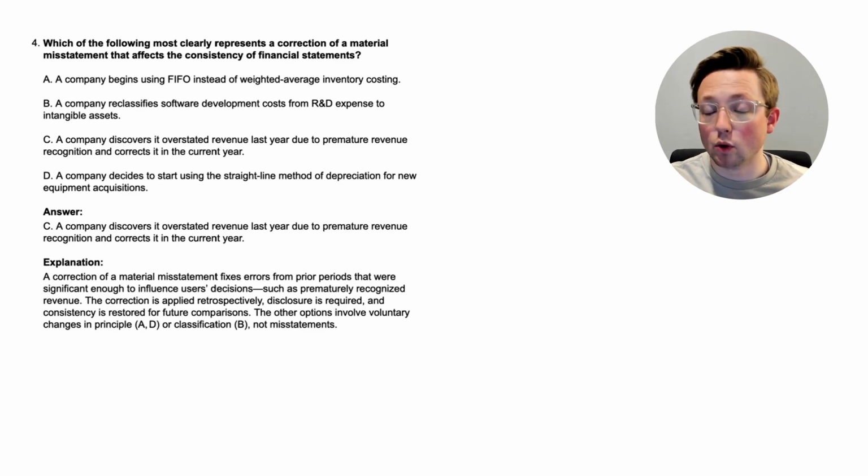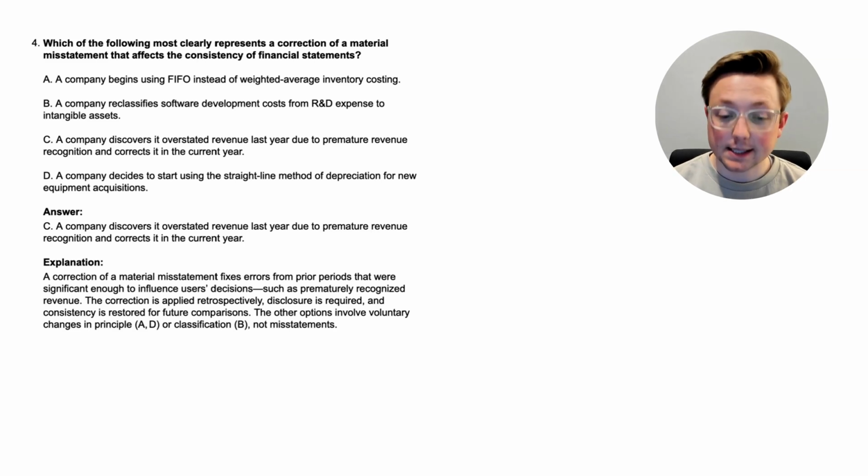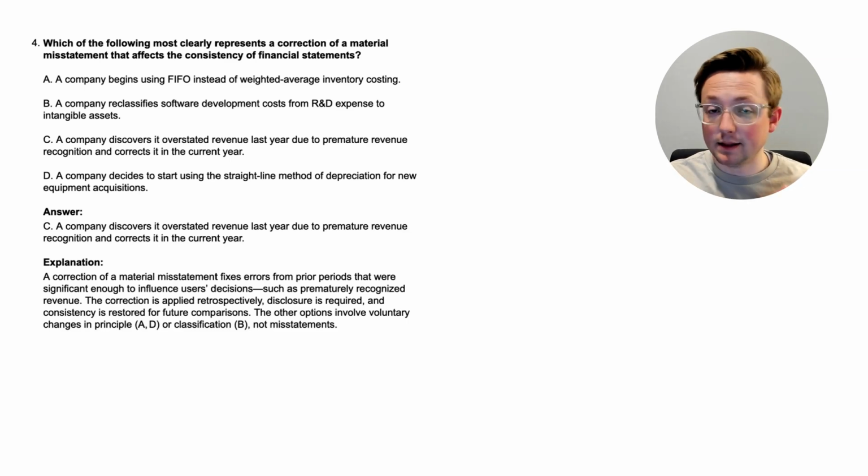A correction of a material misstatement fixes errors from prior periods that were significant enough to influence users' decisions, such as prematurely recognized revenue. The correction is applied retrospectively, disclosure is required, and consistency is restored for future comparisons. So this affects consistency in the opposite way. With question 3, it was affecting consistency in a way that made things inconsistent and people would have to know about it. But in this case, it's actually making it so that consistency is restored so that you can compare stuff because it's been fixed and it shows the correct way.